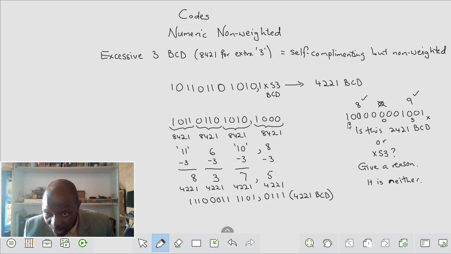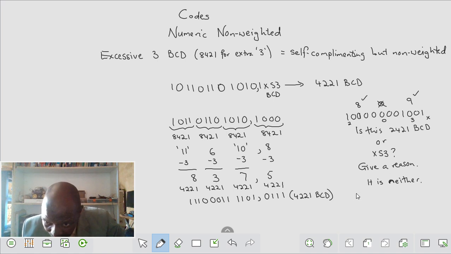Why? First reason is it can't be excess 3 because you don't have 0, 0, 0 in excess 3. Minimum is 0, 0, 1, 1. And then it can't be 2, 4, 2, 1 either. Why? That suggested 2, but the 2 would have to be a lower order 2. And that suggested 3, and for the same reason, it can't be that as well.